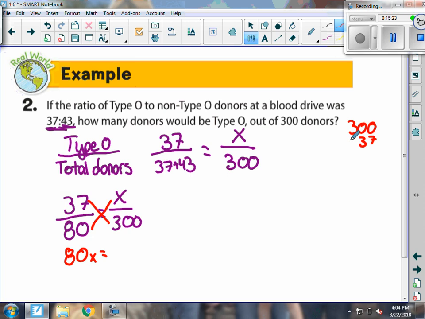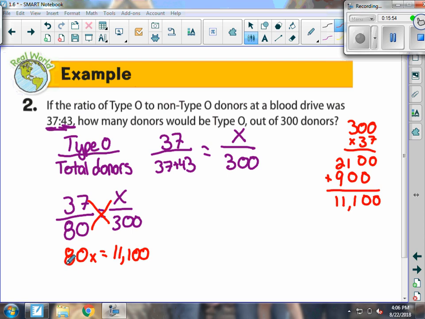What's 7 times 0? 0. I have two zeros. 7 times 3 is 21. 3 times 0 is 0. 3 times 3 is 9. So that's 0, 0, 1 plus 0 is 1. 9 plus 2 is 11. So I have 80x is equal to 11,100.